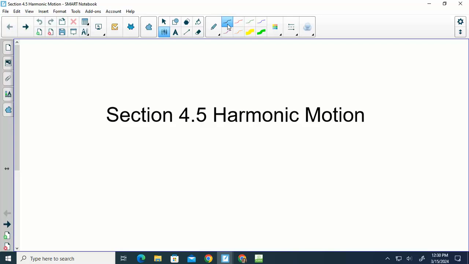Okay, so final piece. We are talking about harmonic motion. This is sometimes called spring motion. It's essentially using trig functions to model situations that actually occur. We are going to do a very simplified form, so we're only going to do sines and cosines. But there are different ways to think about it.